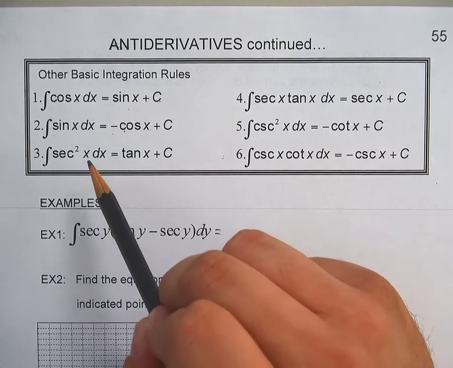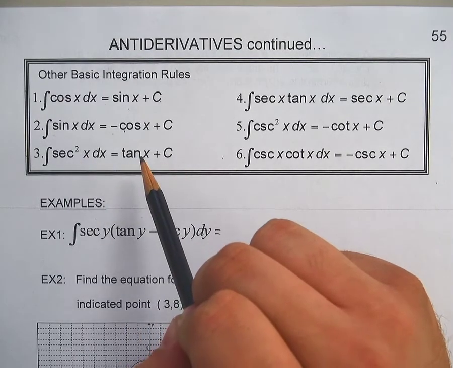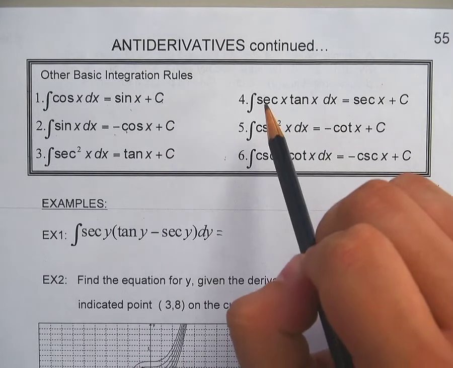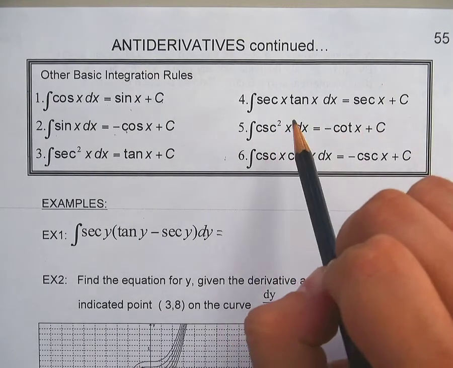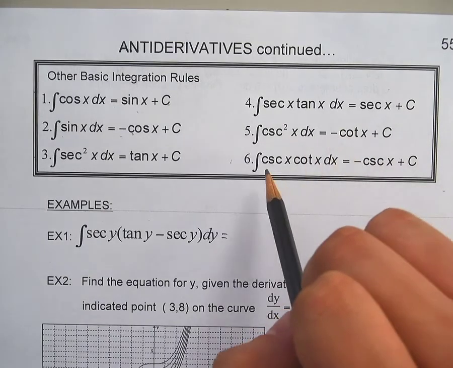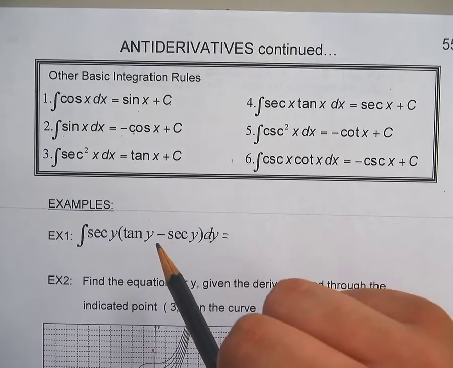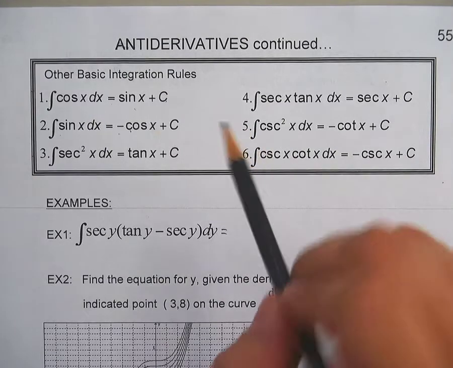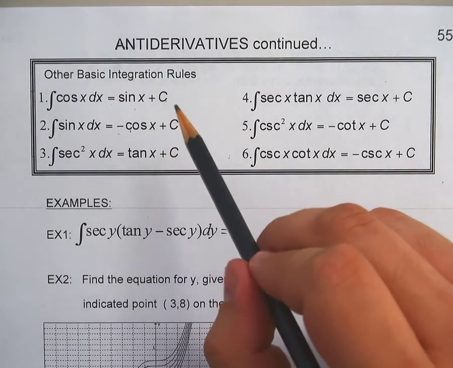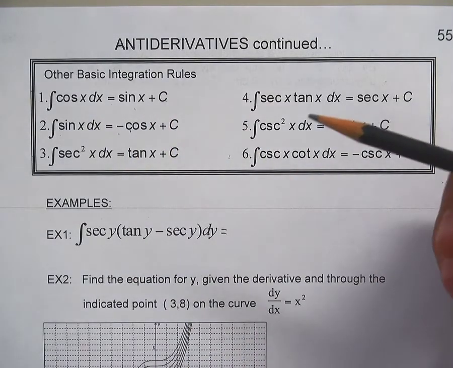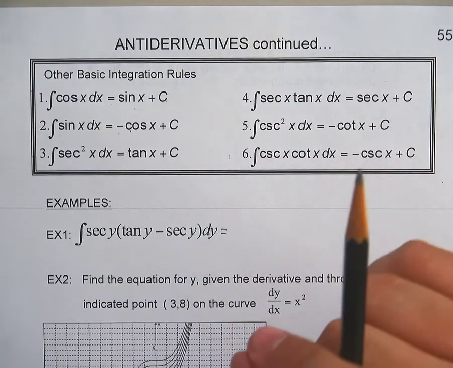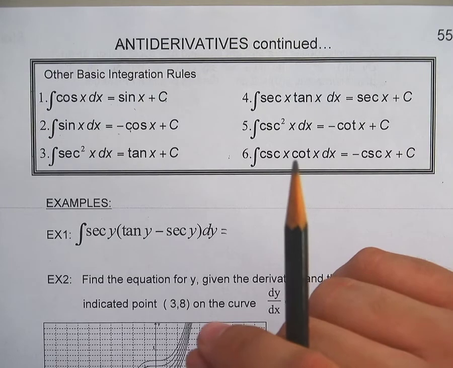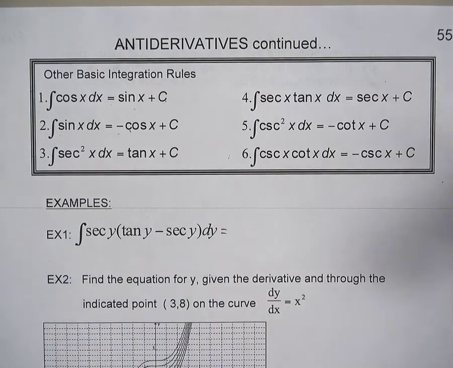The integral of secant squared is tangent. And these are some other kind of obscure ones. The integral of secant tangent is secant. The integral of cosecant squared is negative cotangent. The integral of cosecant cotangent is negative cosecant. I can almost guarantee you will see one of either number 1 or 2, if not both. I'd almost be willing to bet my paycheck on it. But the other ones, it's good to know how to use.